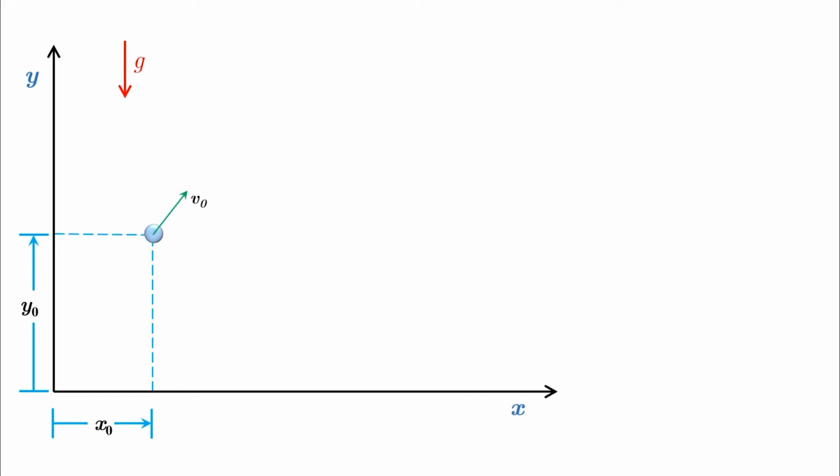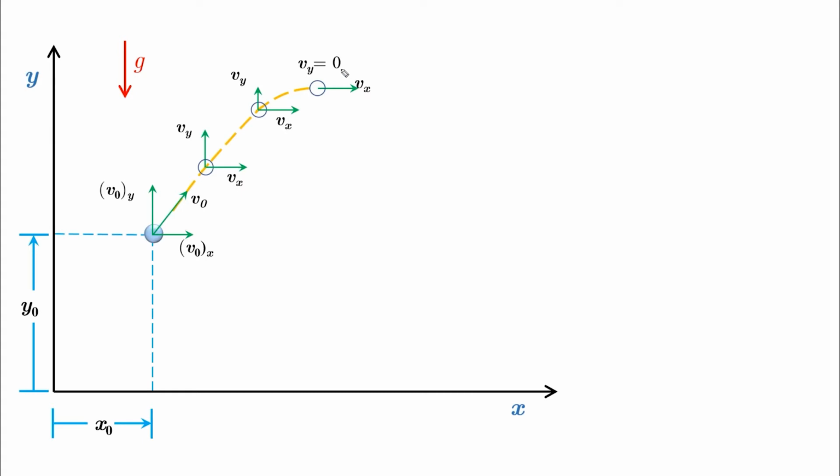Consider a vertical coordinate system where g is pointing downward, and the particle is located initially at x naught and y naught. If the particle is given initial velocity v naught, the two initial velocity components will be called v naught x and v naught y. And as time passes, the particle reaches its highest point, and that's where the Vy component becomes equal to 0.